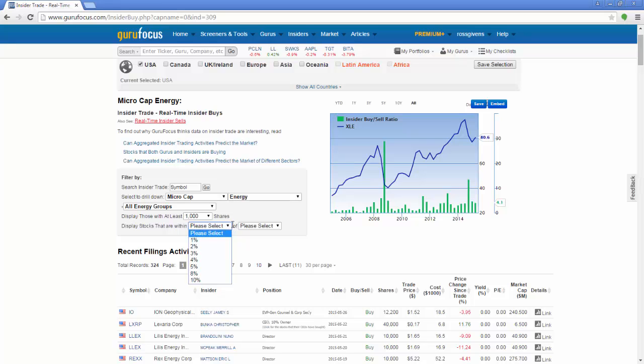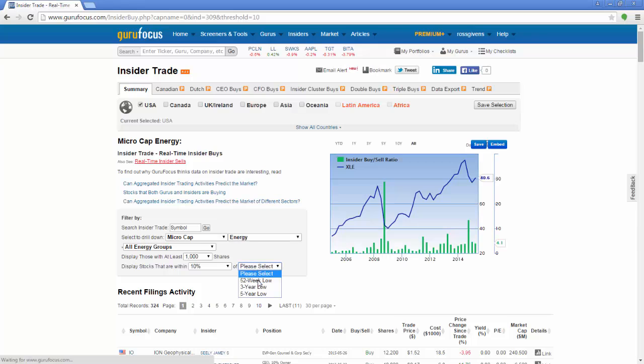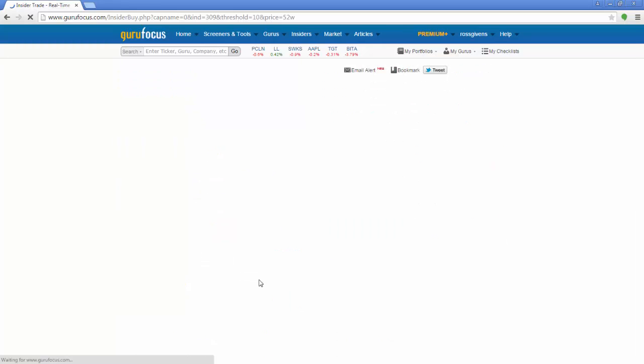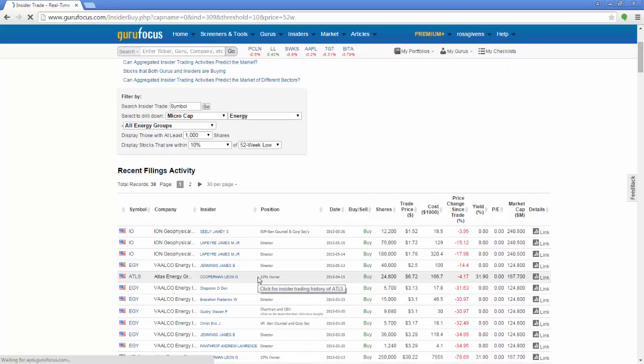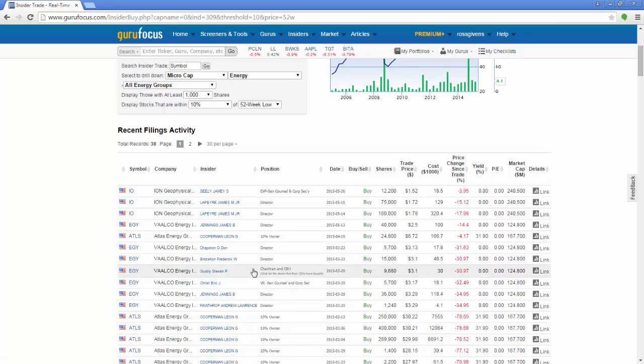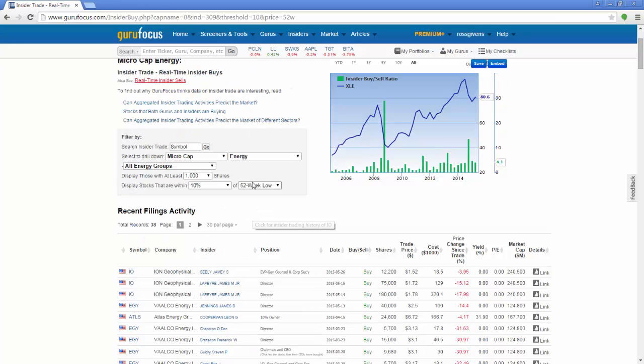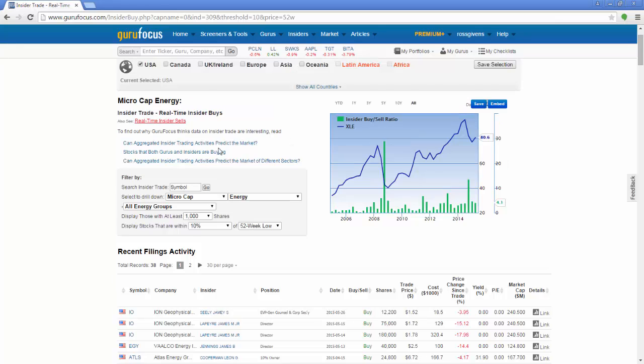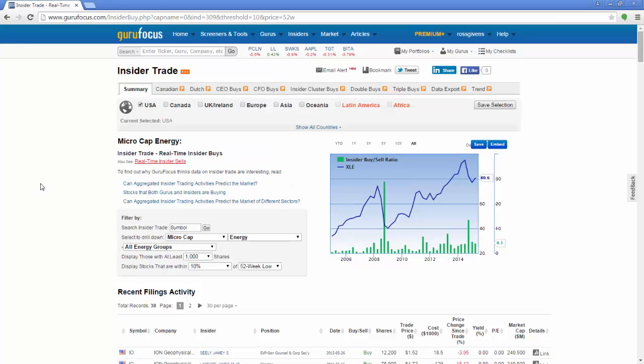You can filter it by stocks that are within a certain percentage, let's say 10% of their 52-week low or their 3-year low, and drill that down even further. So that's one nice way if you're looking for exposure in a certain segment of the market, a certain industry, a certain company size, you can drill it down there. But I have to remind you, of course, that what I'm showing you is for U.S. stocks. GuruFocus has this ability for all the regions that we monitor, okay?